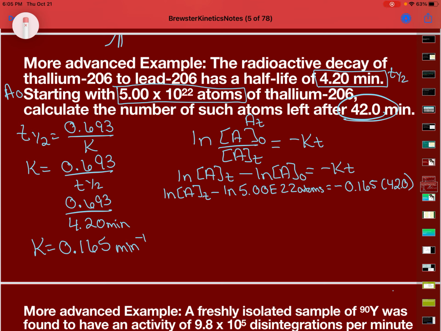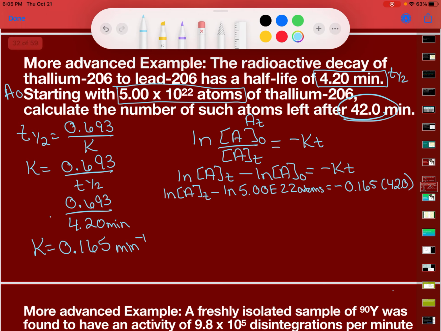Okay. I went ahead and did my half-life. So using t half equals 0.693 over k, I rearranged to get k on the other side, which ends up being 0.693 over 4.20. That equals my k. And I got my number for k.